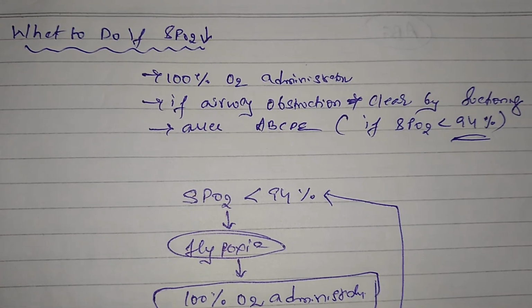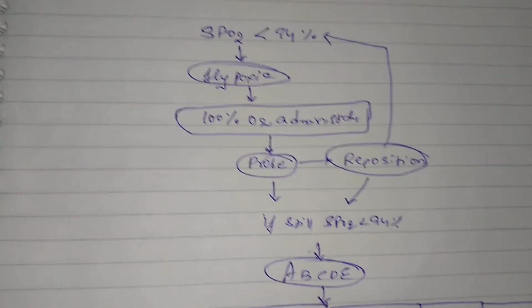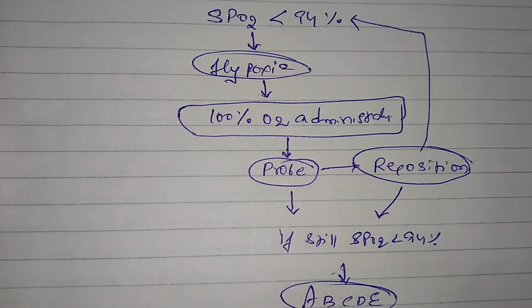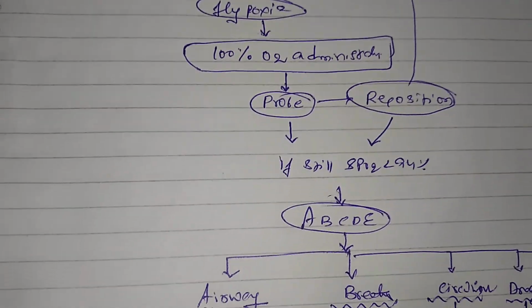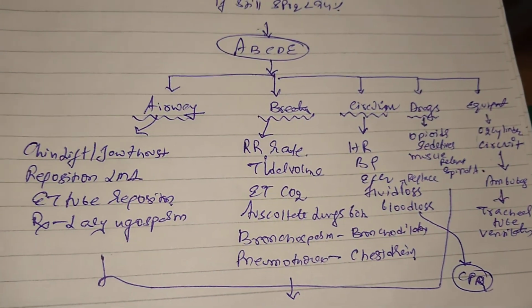And if there is obstruction of the airway, clear the airway by suctioning. Assess ABCD. To summarize, if SpO2 is less than 94%, it is a symptom of hypoxia. Check the probe, reposition the probe. Again, if it is normal, then it's okay. If the problem is still persisting, go for ABCDE: airway, breathing, circulation, drugs and equipment.